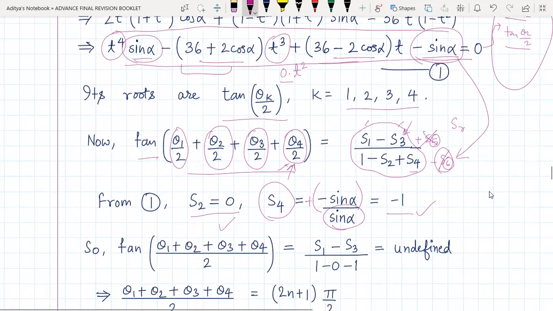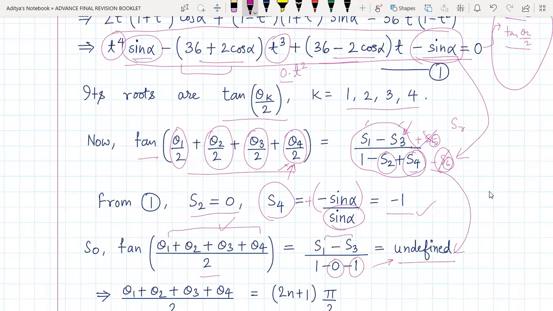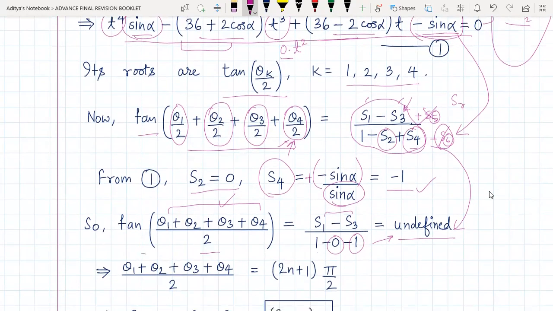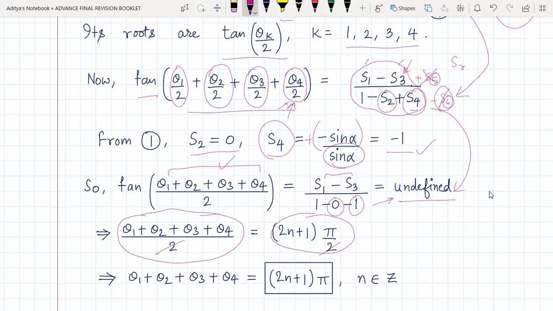Now these values we substitute in this particular formula. So we are going to get tan of sum of thetas upon 2 is equal to S1 minus S3. Now I have put S2 as 0 and I have put S4 as -1. So clearly 1 minus 1 gives us 0 in the denominator and we get this expression as undefined. Now, obviously, if this is undefined, it can only be possible when this entire thing is equal to an odd multiple of pi by 2. 2 and 2 get cancelled, and obviously we get the final answer as sum of thetas is equal to an odd multiple of pi, which is 2n plus 1 into pi. So that's our final answer.